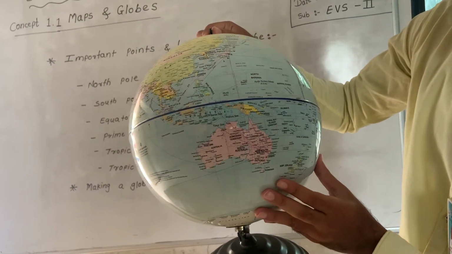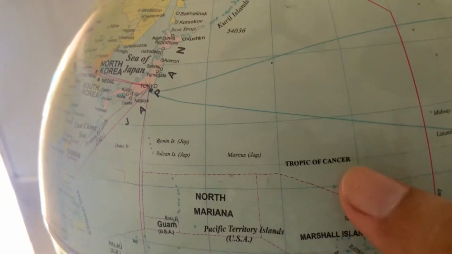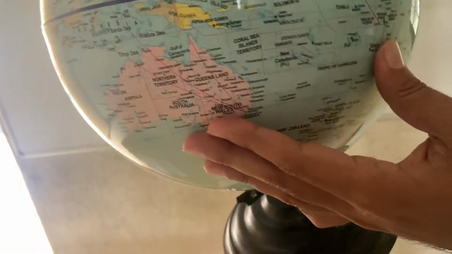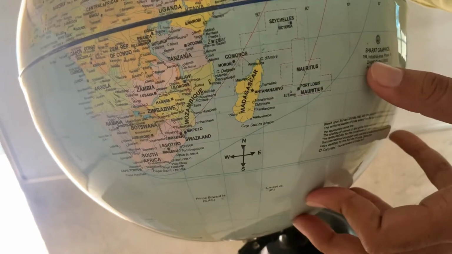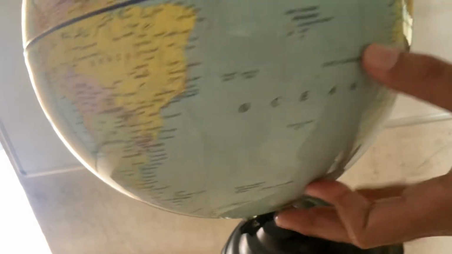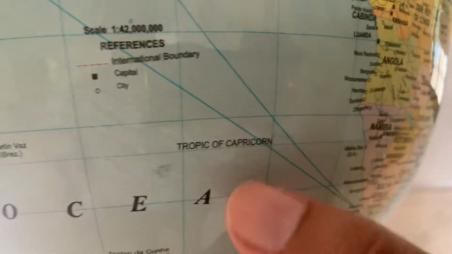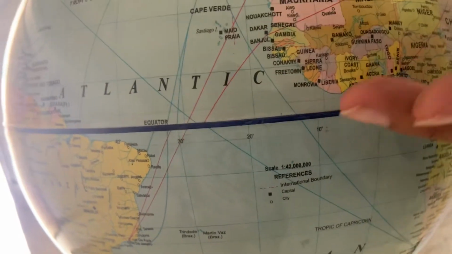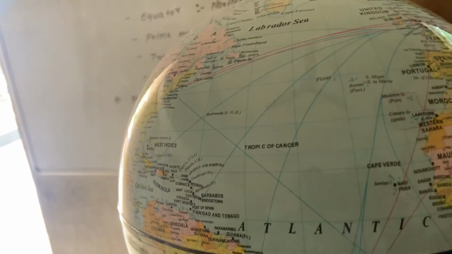Now we will see the Tropic of Cancer. Can you see that name, Tropic of Cancer? The Tropic of Cancer is the imaginary line above the equator. And the second one, the Tropic of Capricorn, we will see on the below side. That is the Tropic of Capricorn, the line below the equator. This is the equator. The Tropic of Capricorn is below the equator and the Tropic of Cancer is above the equator. We will see those two things.